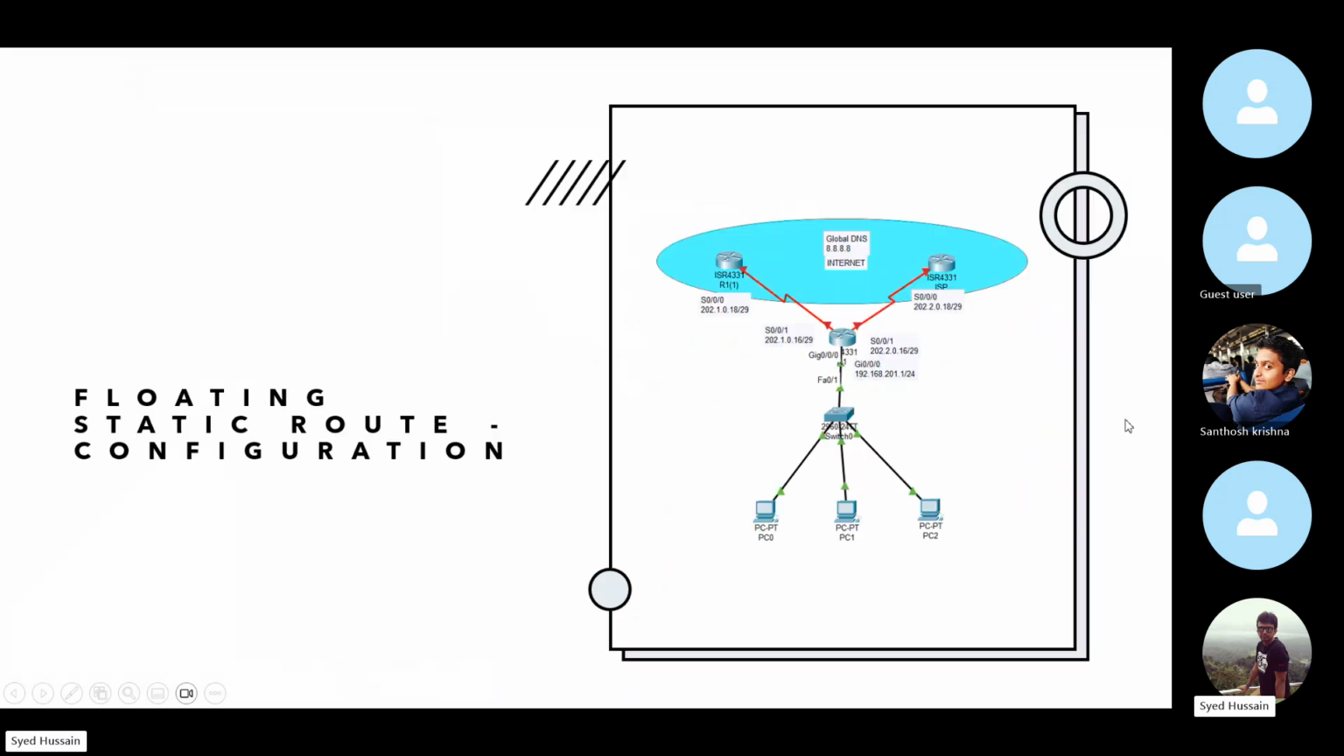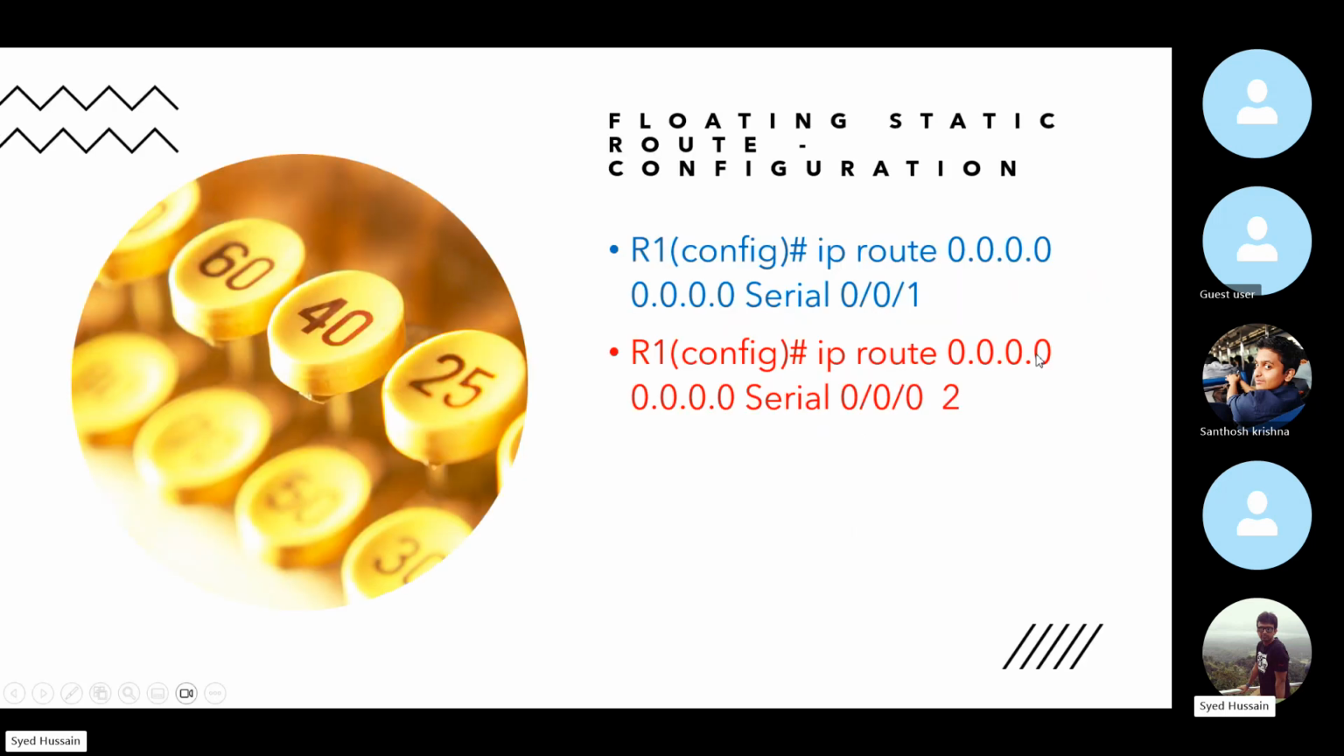Next is again an example of how the floating static route will work. Here we are given the same DNS and two paths. One is a primary, another is a secondary. This is the redundancy.